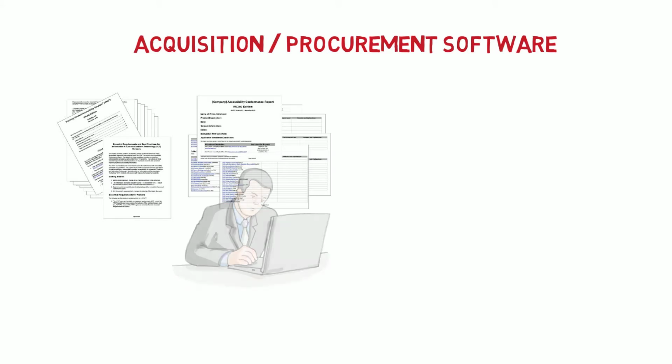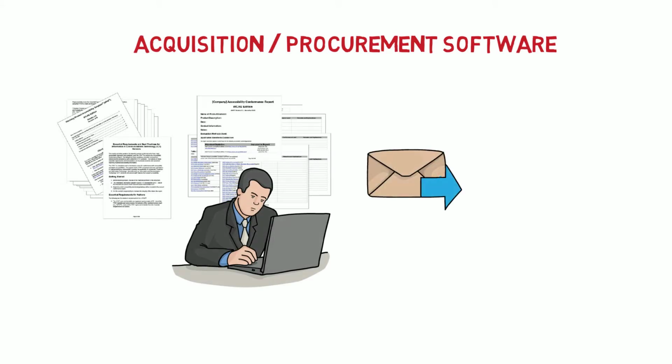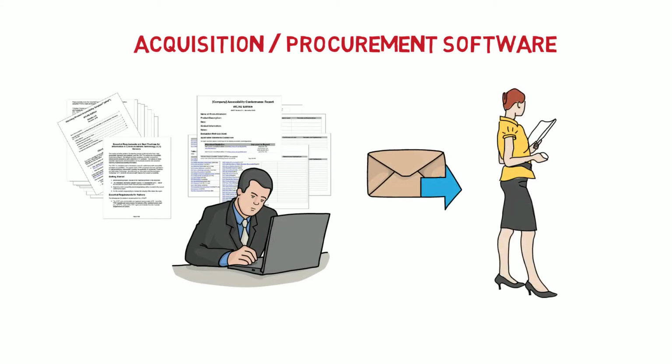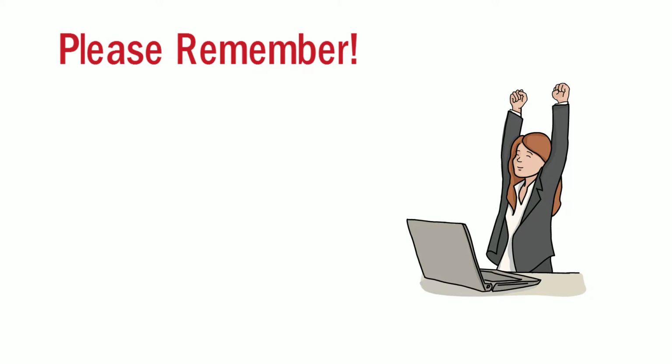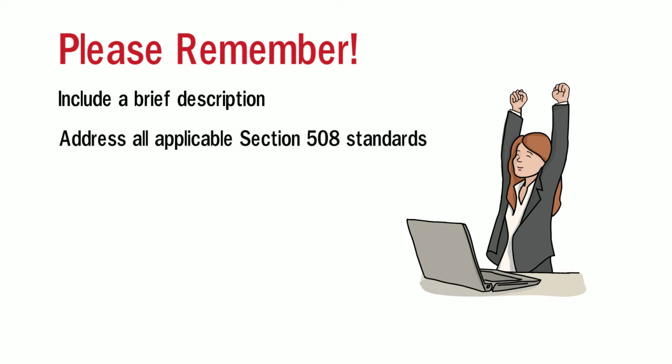After completing your procurement VPAT, the form should then be sent to your component's clearance officer for review. Please remember, include a brief description of what is being procured. Is it service only with deliverables? Is it development of a new application? Or is it maintenance or support to an existing application? Address all applicable Section 508 standards as indicated in the procurement.